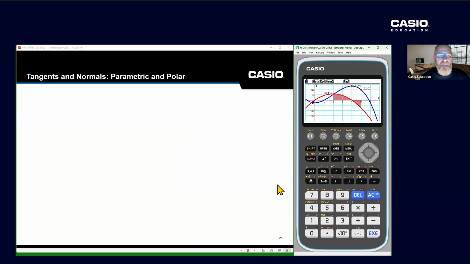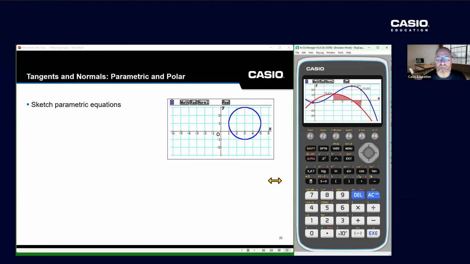Just to make it clear that you can differentiate and draw tangents to Cartesian functions or e to the x, something like that. Or you can also do it to parametrics and polars. Okay, so we're just going to have a go at sketching some of these. I'm going to sketch a circle.